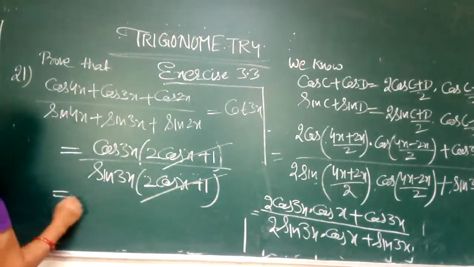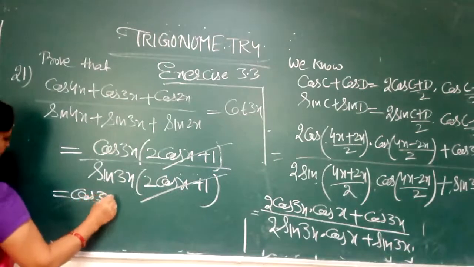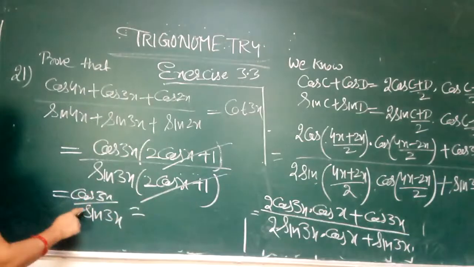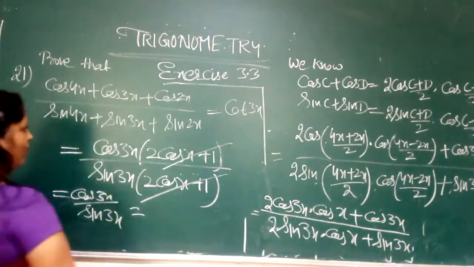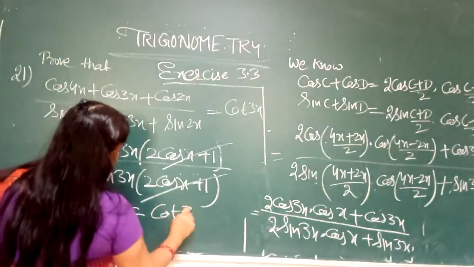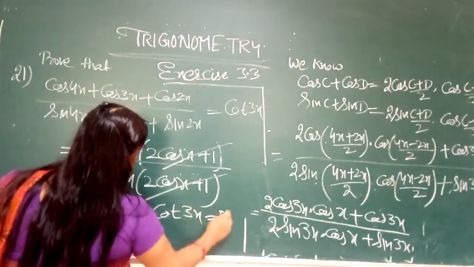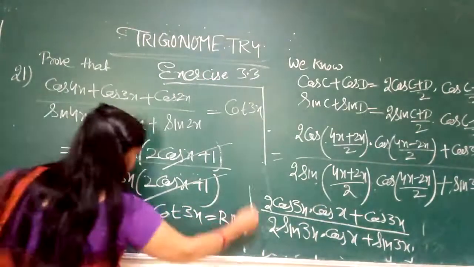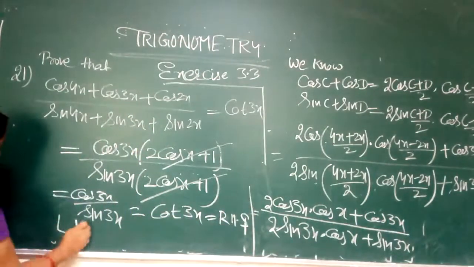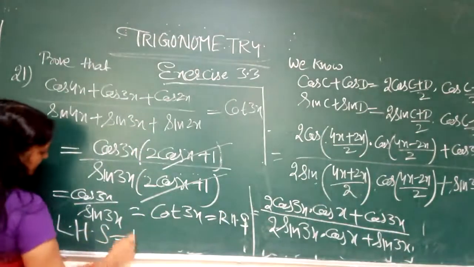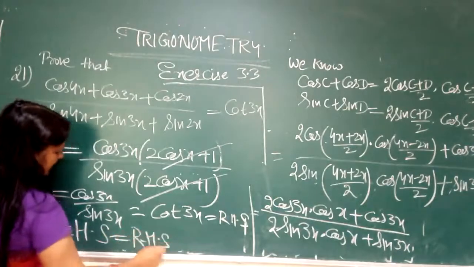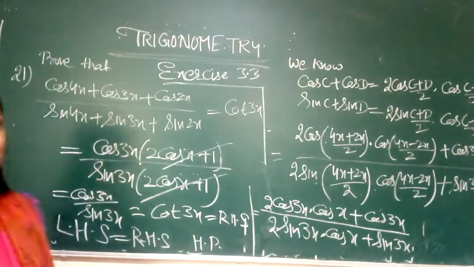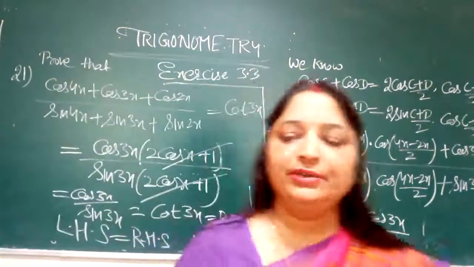Now what is coming here? Cos 3x upon sin 3x. And cos upon sin is cot. So it is coming cot 3x, and that is equal to RHS. Hence, left hand side is equal to right hand side, hence proved. So this is the solution of question number 21.